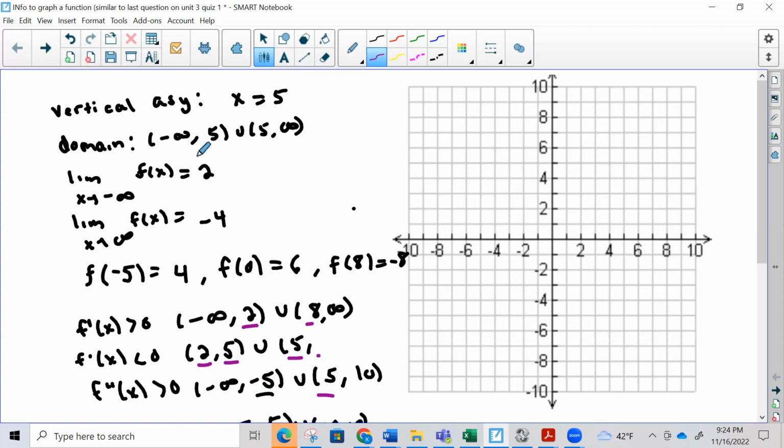The first thing they talk about is the vertical asymptote is x equals 5, and the domain is from -infinity to 5 and 5 to infinity. To mark the vertical asymptote at x equals 5, you want to draw a dotted line, and that indicates that your curve isn't going to cross this line. It's not part of that domain. Now, this domain is telling me that everywhere else my function is continuous, and so my curve is going to hit every other x value on this graph.